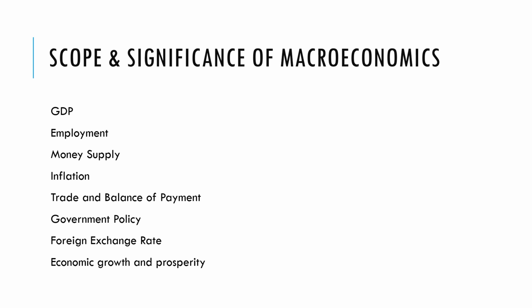The 7th point is government policy. Government policies play a major role in shaping the economic scenario of any country. All the economic variables are interlinked with each other, and changes in government policies impact all of the agents in some way or the other. So it is very important to study macroeconomics because we need to understand the impact of government policies.